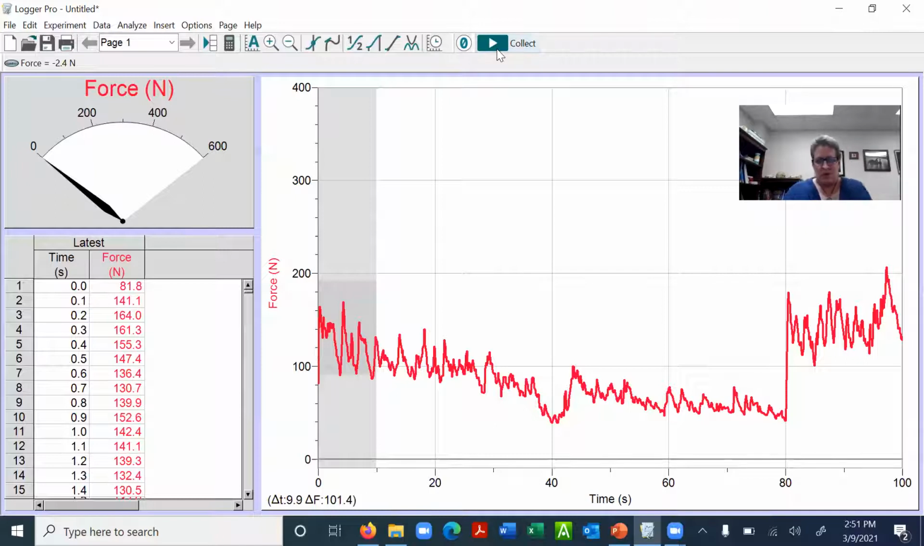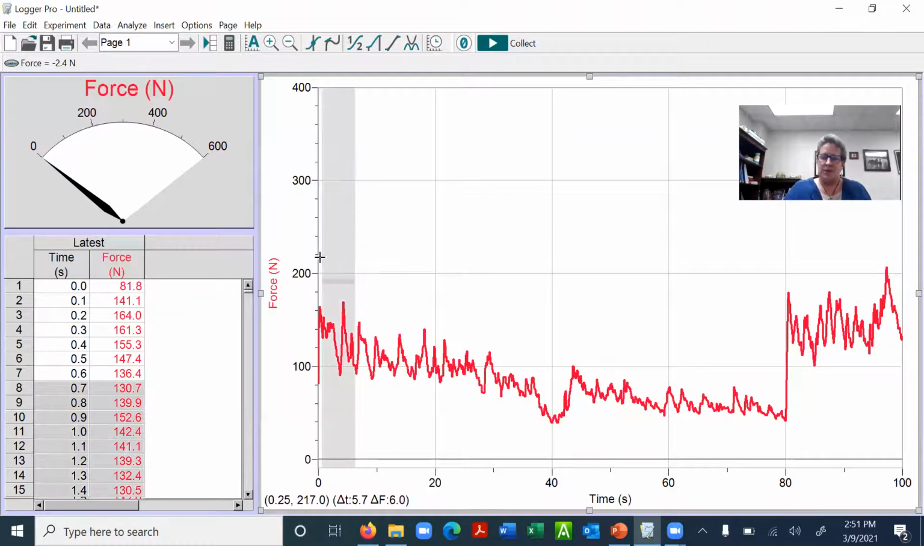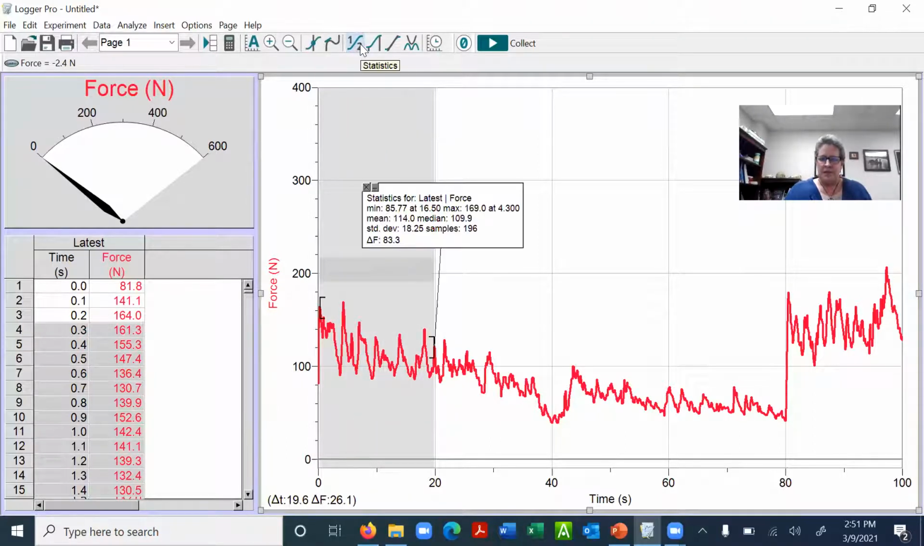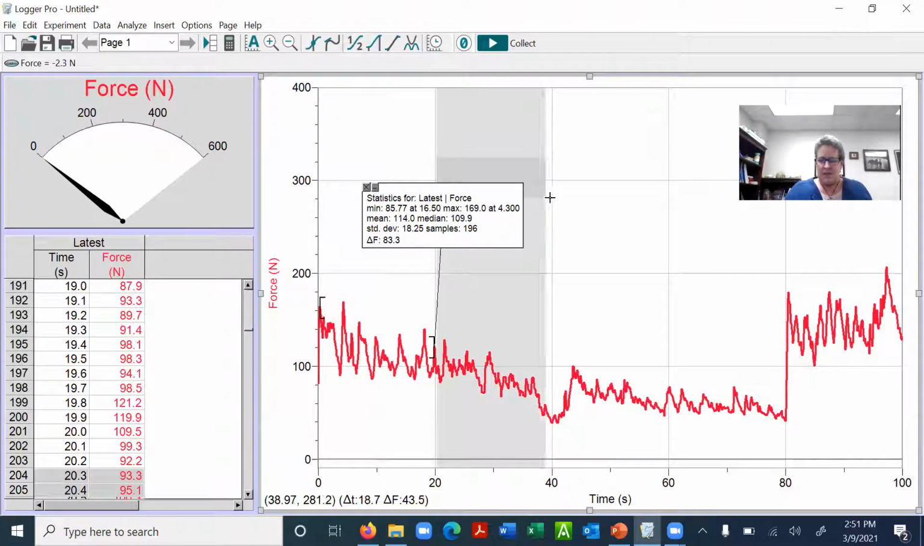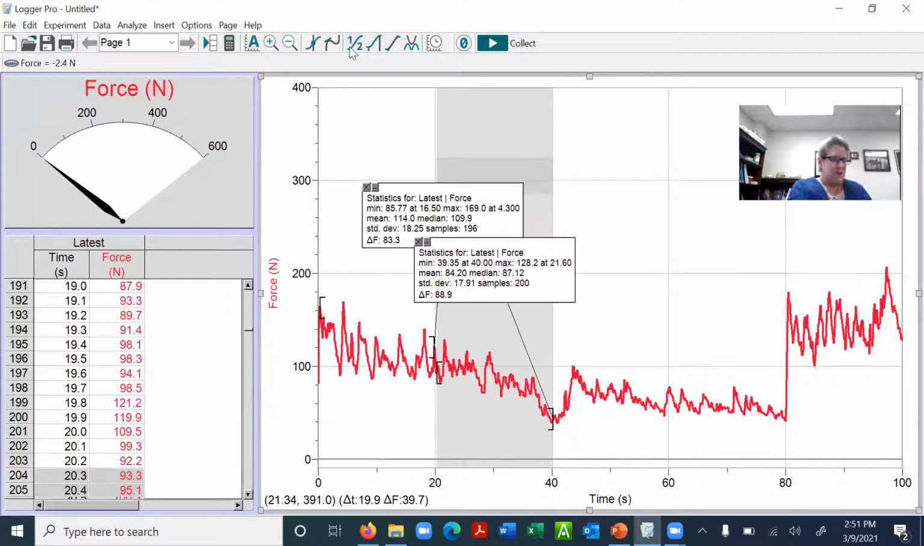Okay, so click and drag, a little bit better than that, 0 to 20, and my mean force is 114. My forearm is so sore, I'm having a hard time writing it down. Okay, and then we'll click from 20 to 40, and that went down to 84.2.